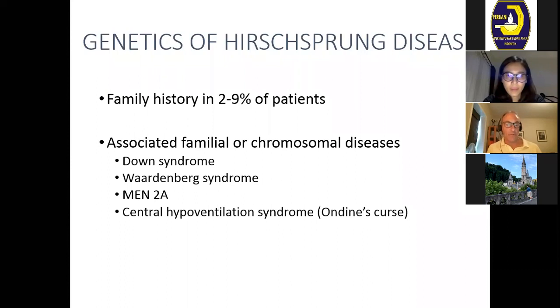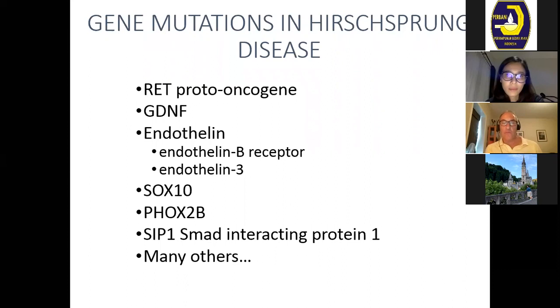But there are many other diseases that are known to be chromosomal or familial, where Hirschsprung's disease is part of it. And now, over the past 20 or so years, quite a few genes have been specifically identified where mutation in that gene is known to cause Hirschsprung's disease. The most common one is RET, but the endothelin system is also well known to cause Hirschsprung's disease.